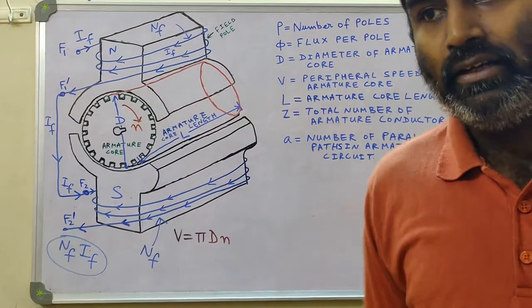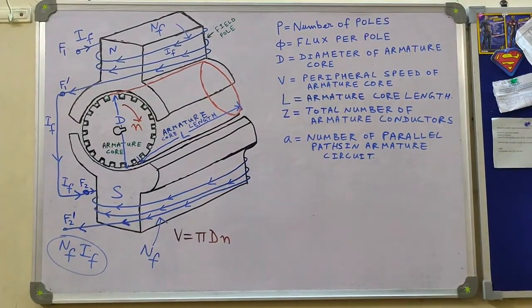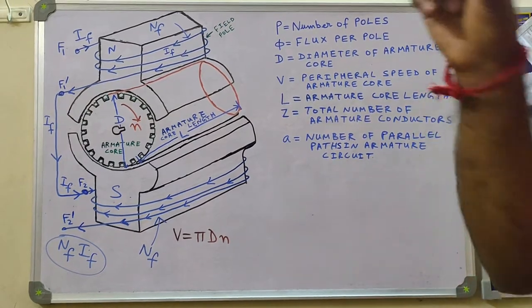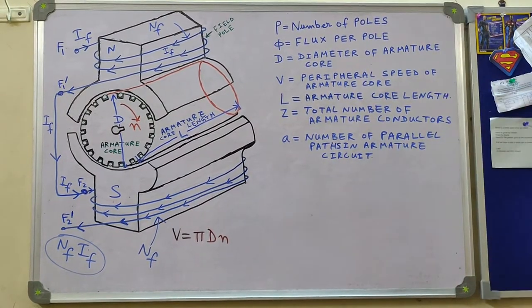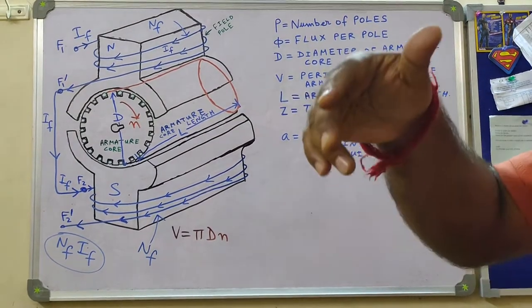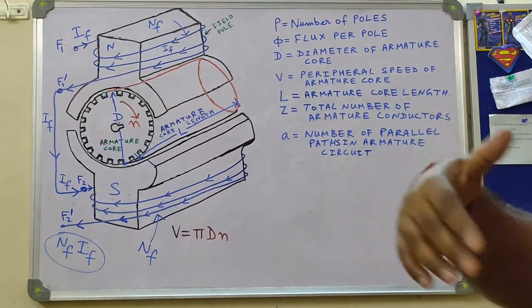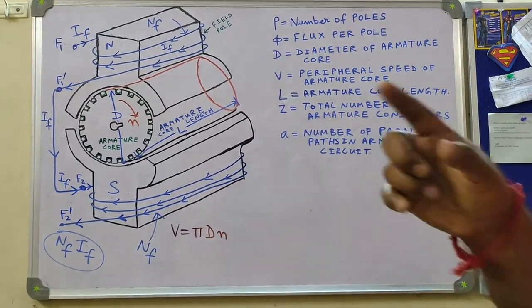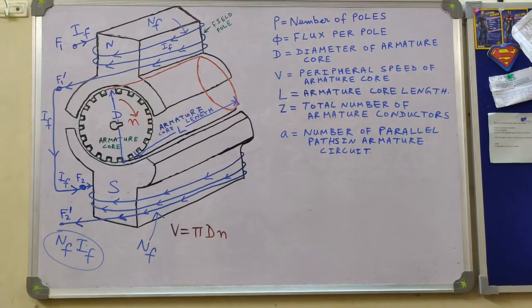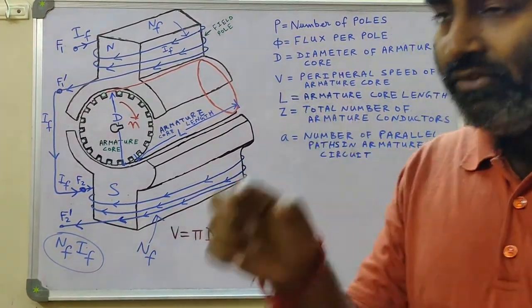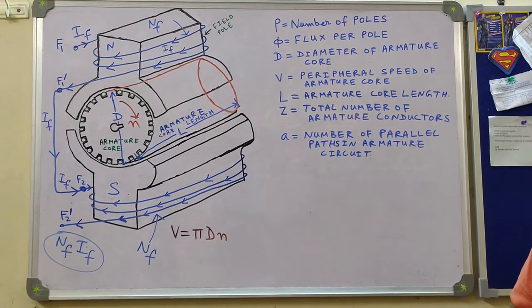So for that to happen, what should be the number of conductors in each parallel path? It should be Z by A, because the total number of conductors is Z and it has to be divided among A number of parallel paths, making sure that the number of conductors in each path is equal. So Z by A will be the number of conductors in each parallel path.